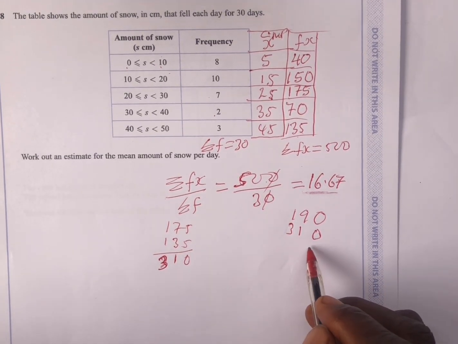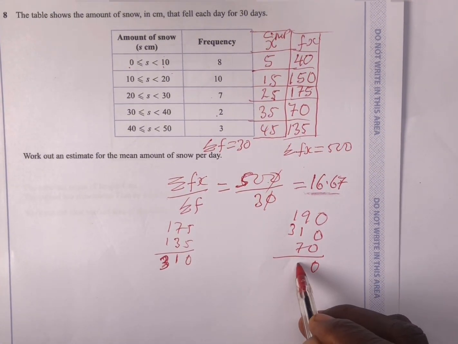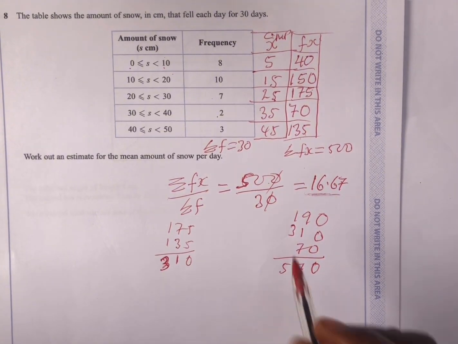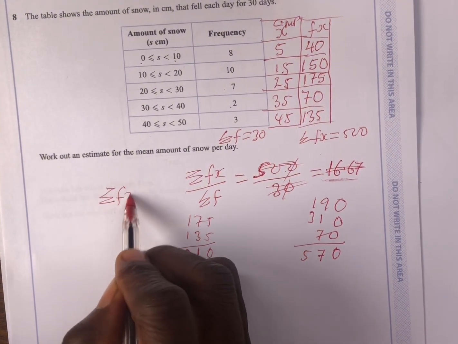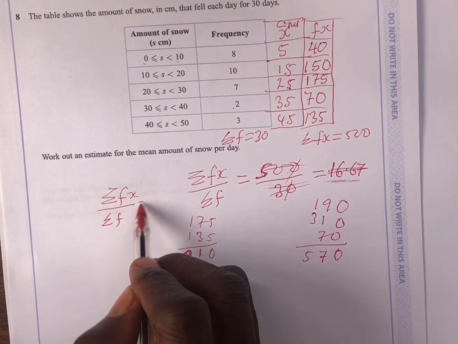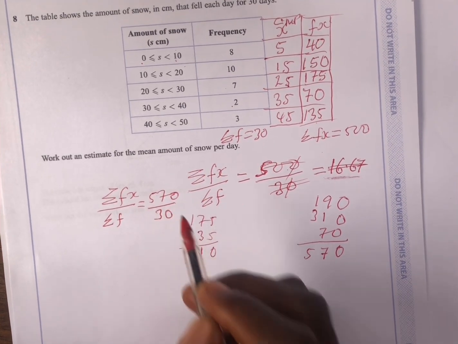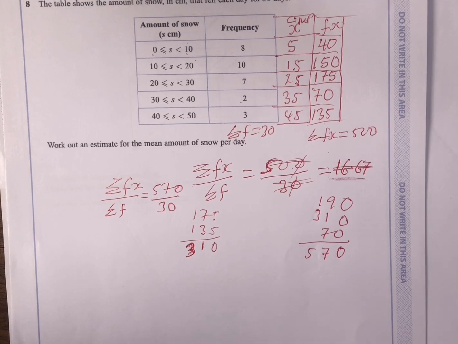Then it has left with the 70. So we have 570 rather. So summation of f of x divided by summation of f equals 570 divided by 30. In fact, I did not solve this question before, but that is that. It's good that I cross-checked.